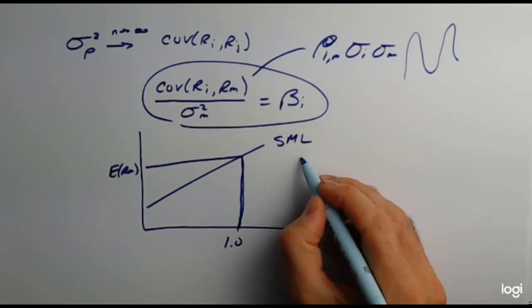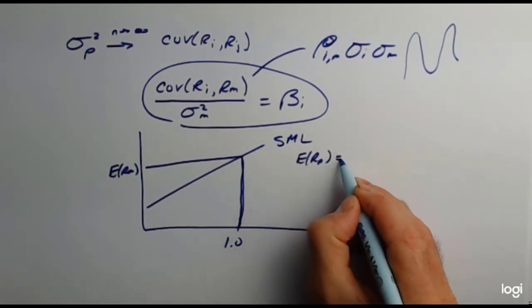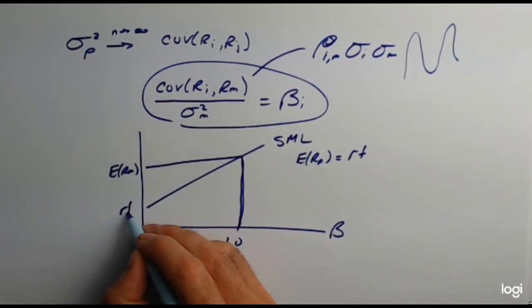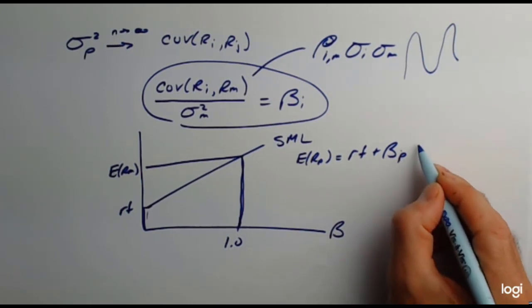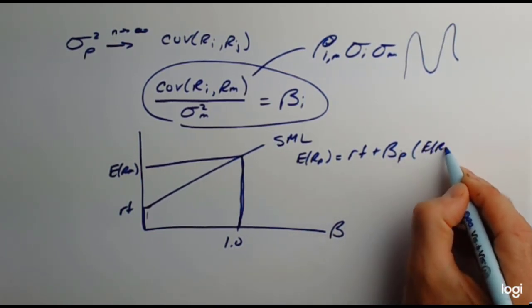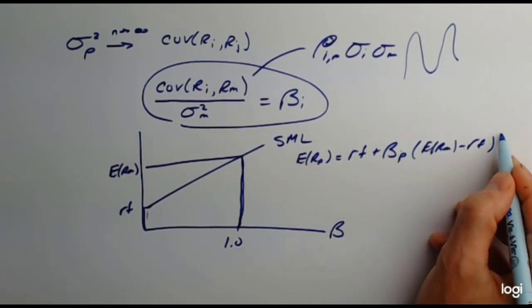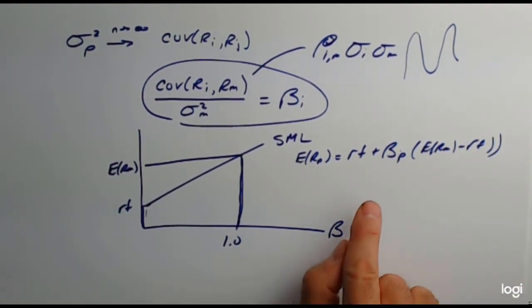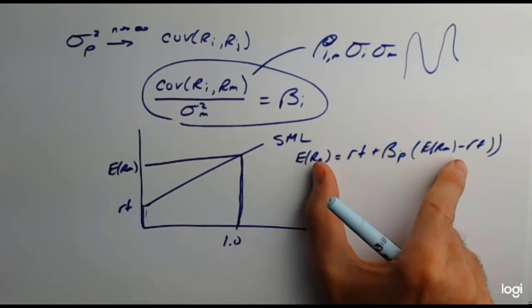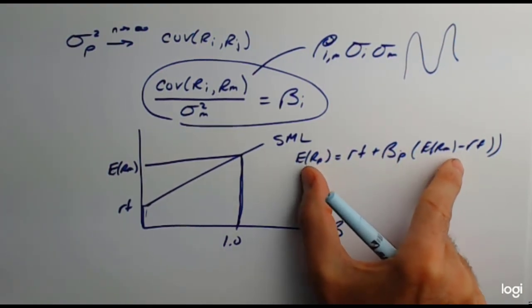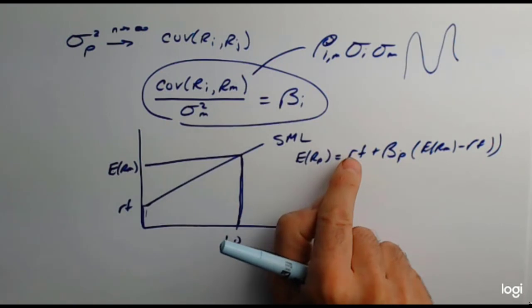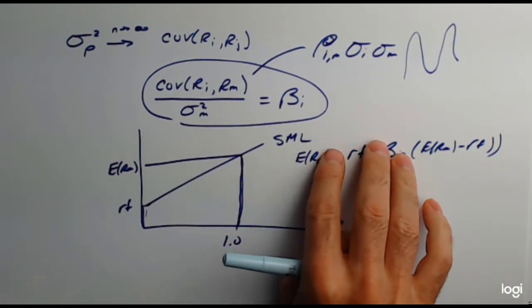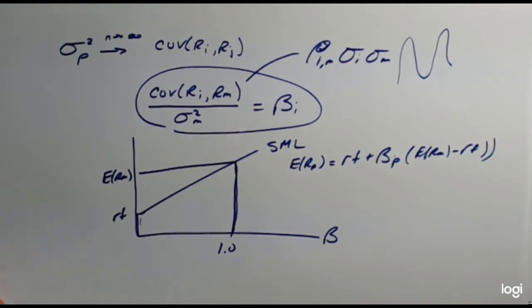Remember, the security market line says the expected return on a portfolio equals the risk-free rate, which is here, plus beta for this portfolio times the expected return on the market minus the risk-free rate. What I want to do now is actually derive this, because I haven't really shown how we got this formula. So far, I've just shown you how we get beta. But how does beta fit into this equation? How do we get this equation? That's what I want to do next. And we're going to develop it this way.